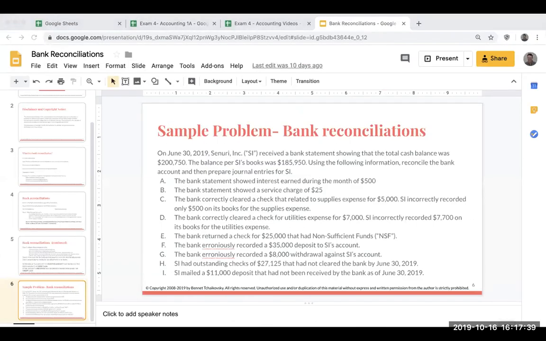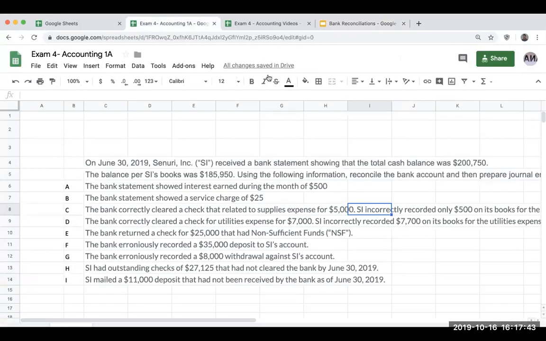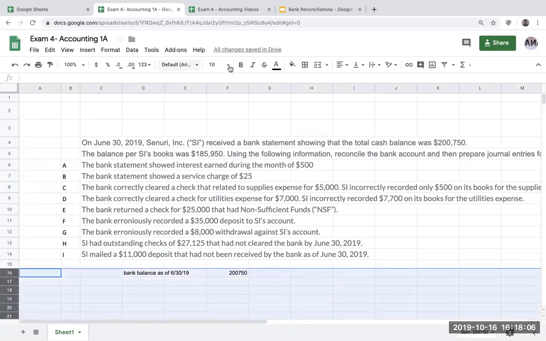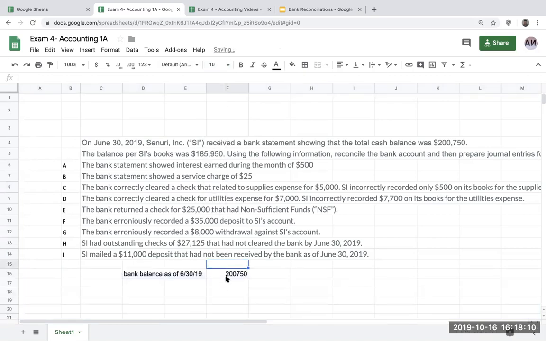So let's take a look here. I tried to make this pretty comprehensive. On June 30th, 2019, Sonuri Inc. received a bank statement showing the total cash balance was $200,750. So my bank balance as of June 30th, 2019 was $200,750. Make this a little bigger. The balance per SI's books was $185,950. So my balance per books was $185,950. What I'm going to try to do is reconcile these two items down to an adjusted balance.